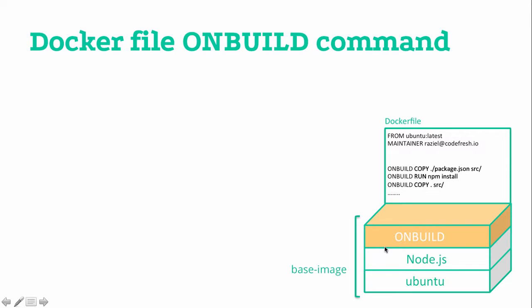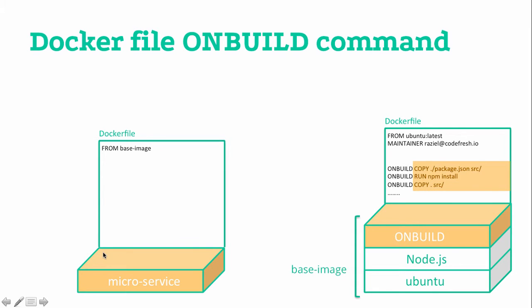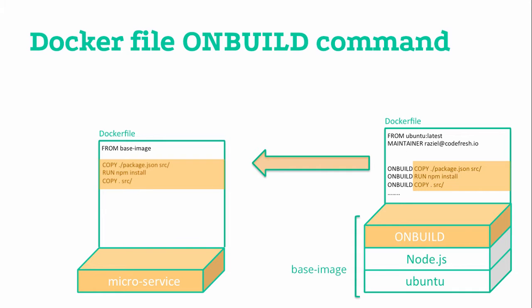If we created this base image and added these triggers as part of this image, later on when we create a microservice, when we create a Dockerfile where the FROM command points to the image with a trigger, when the Docker daemon executes this Dockerfile, it will actually execute the trigger as if it had been added just after the FROM command. Okay, so let's see how it works.